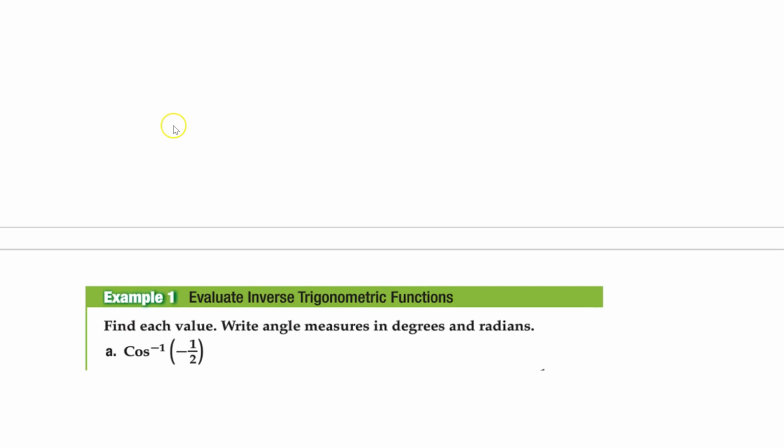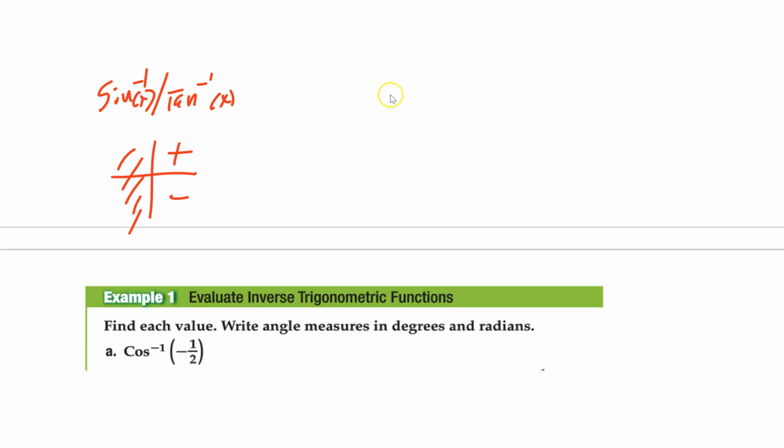I'll write it again right here. Inverse sine or arc sine and arctan are both going to be in quadrant 1 or quadrant 4. Positive in quadrant 1, negative in quadrant 4. Arc cosine or inverse cosine is in the top half, quadrant 1 or quadrant 2.